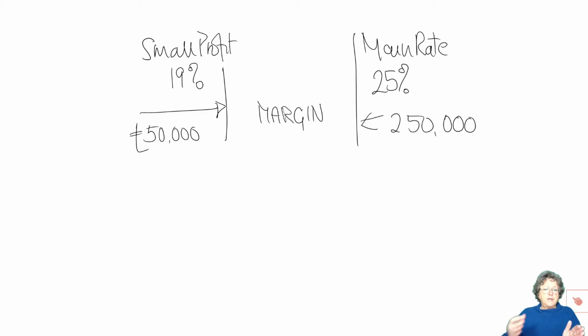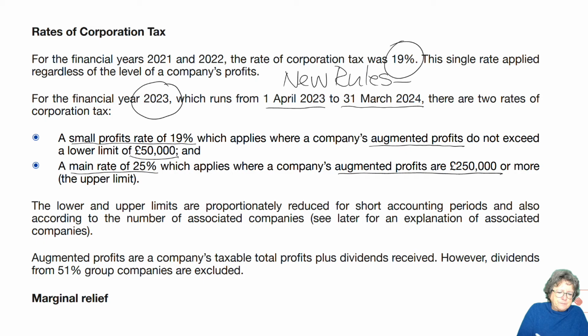So this is the way that it's been set up, and you'll see this as we work our way through. But just be aware that that bit in the middle is the margin, which allows you to transition from lower profits at 19% to higher profits at 25%, and it eases the process through. Now, that note that I read to you there, lower and upper limits are proportionally reduced for short accounting periods. Let's look at that first.